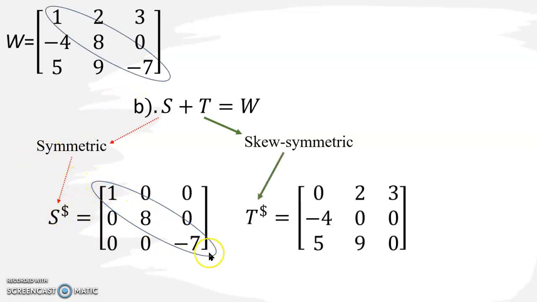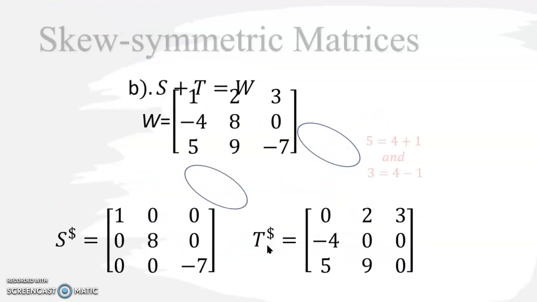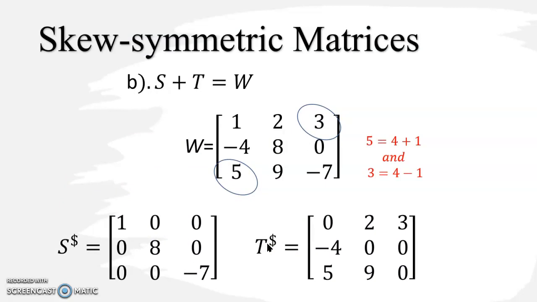the diagonals into the symmetric one and zeros in for my skew-symmetric. So if I add these two together, I'll go back to the W. Now, I'm not there yet, so I'll try another idea that I came up with.